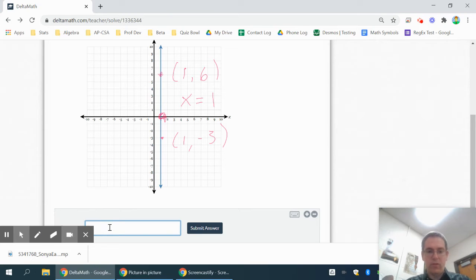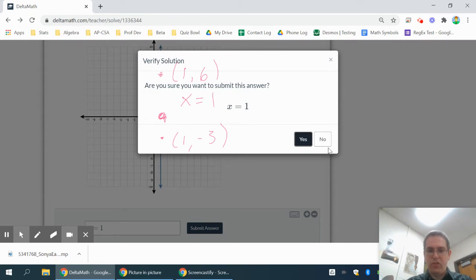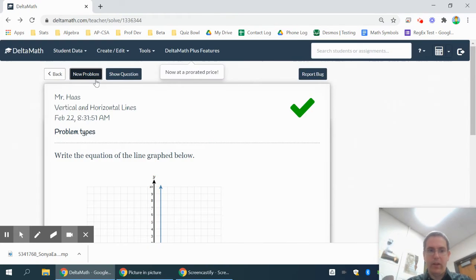And since the directions do say to write the equation, you do need to type in the entire x equals 1, and then that should be your correct answer. Let's go ahead and try another one of these.